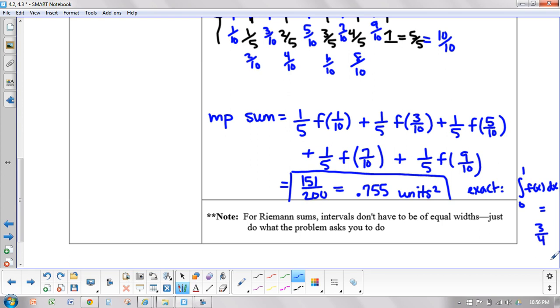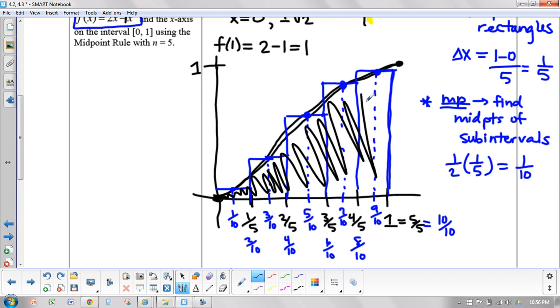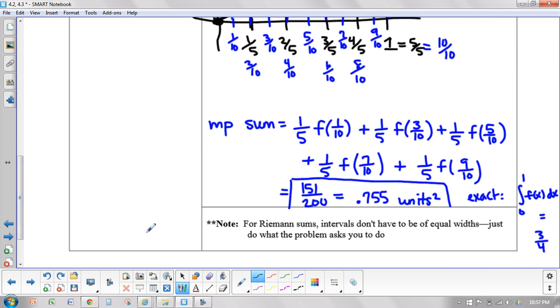You can see that the midpoint is pretty darn accurate. So just by adding up those 5 rectangles, and 5 isn't even that many, we got an area of 0.755. And the exact area, if I go up, I wouldn't color this in if I were you, just because it'll be hard to read your notes later, but the exact area of this black part all under the curve is exactly 0.75. And I came up with 0.755 by adding up 5 rectangles. So midpoint is pretty accurate.